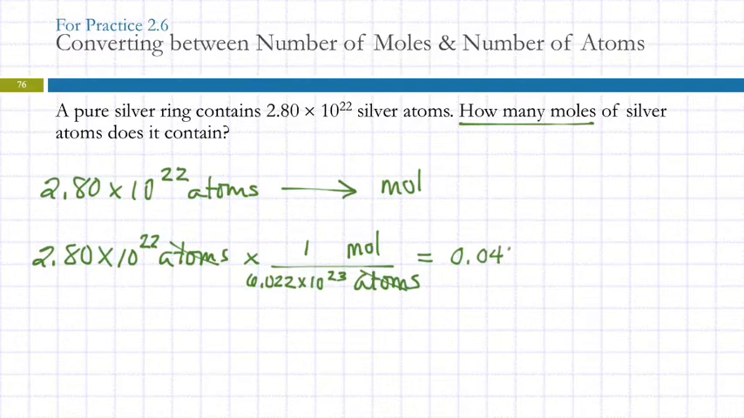So 0.4649. How far do I need to go with this? 3 sig figs, right? This number has 3 sig figs. Avogadro's number, as I'm using it here, has 4. So 3 sig figs, there's my third one. I'm going to write down 2 extras because that's what I do. And the unit would be moles. Then I'm going to round: 0.0465 moles.